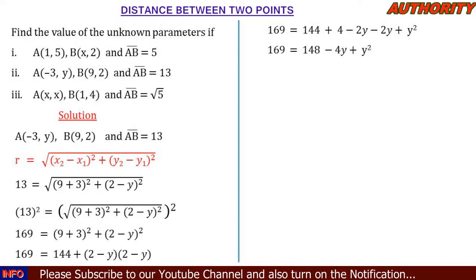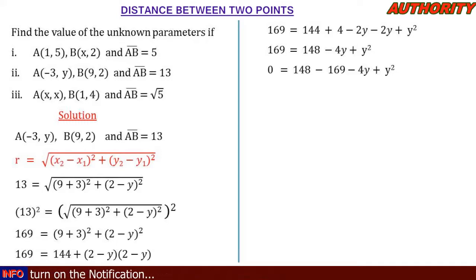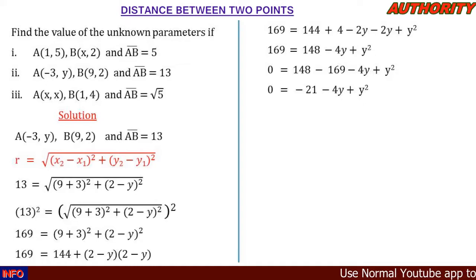When you say 144 plus 4, it's going to give us 148. Then we have minus 4y plus y squared. Okay, now let's take 169 to the other side. That means we're going to have 0 is equal to 148 minus 169 minus 4y plus y squared. Okay, good. Now when you say 148 minus 169, it's going to give us minus 21. So here we have 0 is equal to minus 21 minus 4y plus y squared.